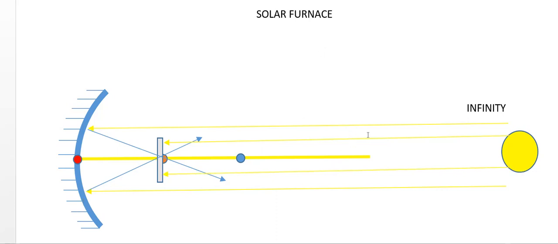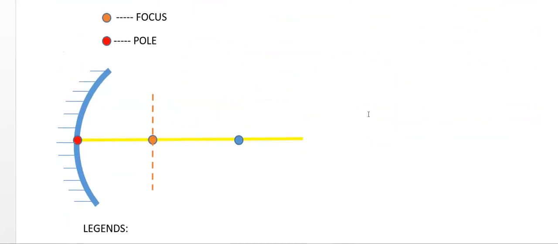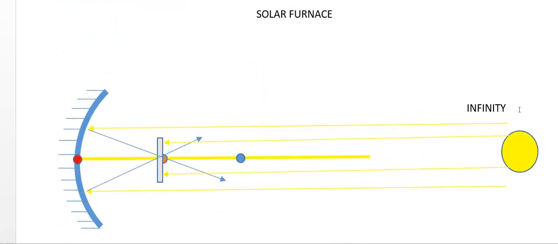If we don't give arrows on the rays, then the whole diagram is wrong. So here we are seeing that some of the rays are obstructed by the object. Thus, all the rays of the sun are not getting to the concave mirror. So the efficiency would be less to some extent. So keeping this deficiency in mind, we will rectify our diagram so that the efficiency would increase. So let's see.